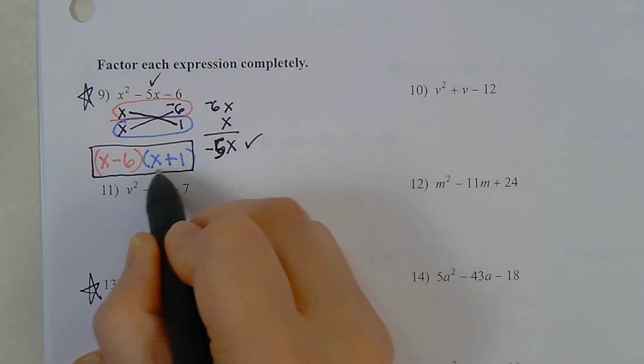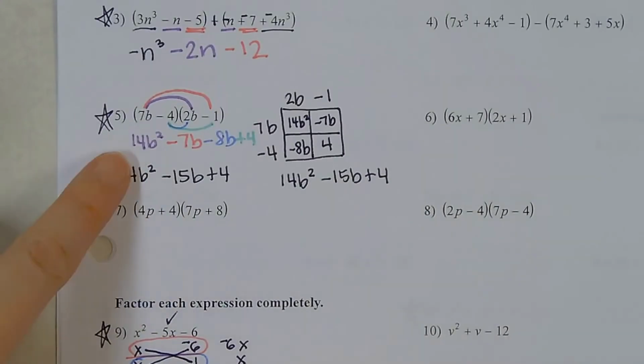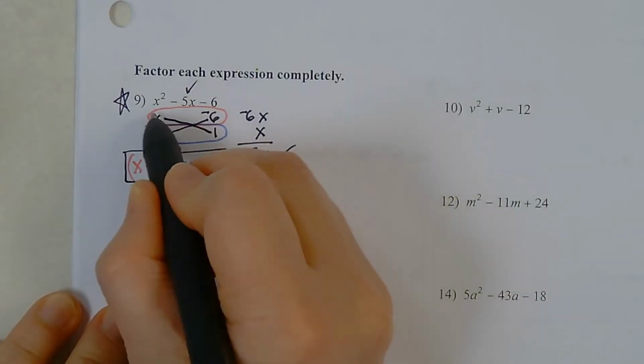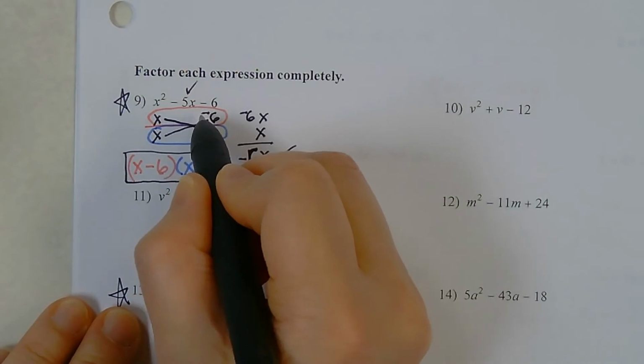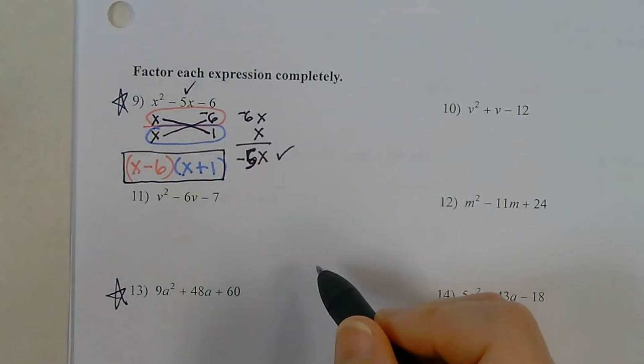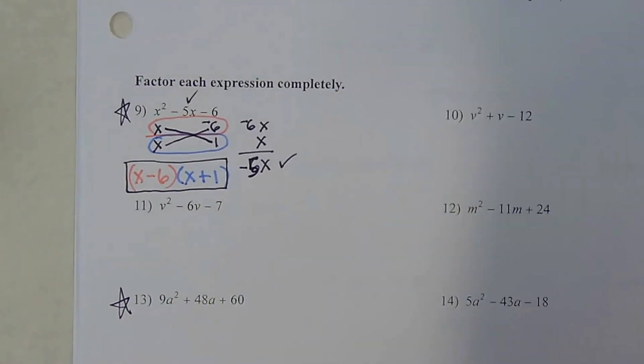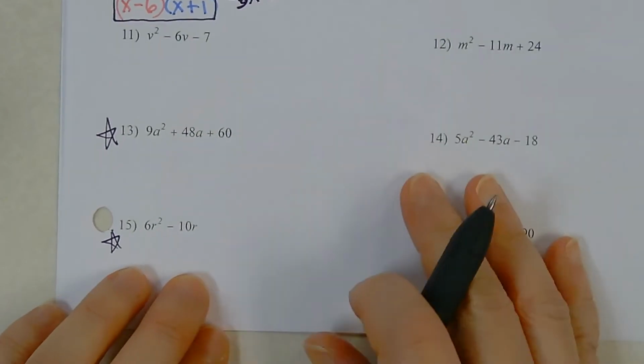And so if we were to multiply this all out like we did for number 5, we'll get back this answer of x squared minus 5x minus 6. I should say expression, not answer. All right, moving on to 13.